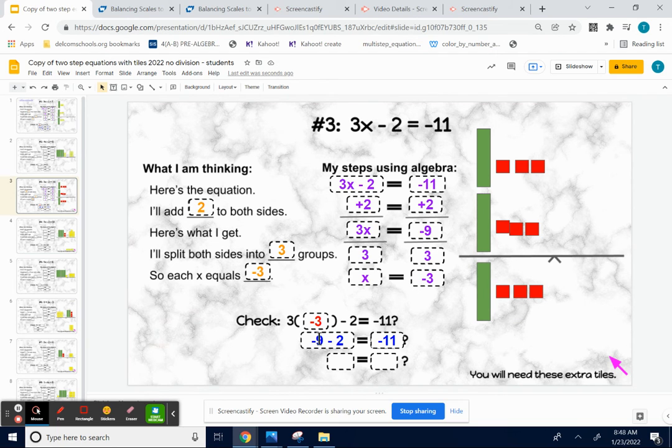I can go ahead and simplify negative 9 minus 2. If I'm at negative 9 on a number line, and I go 2 more to the left on that number line, I end up at negative 11. So I have negative 11 on the left and negative 11 on the right. So that proves that my answer of negative 3 was correct.